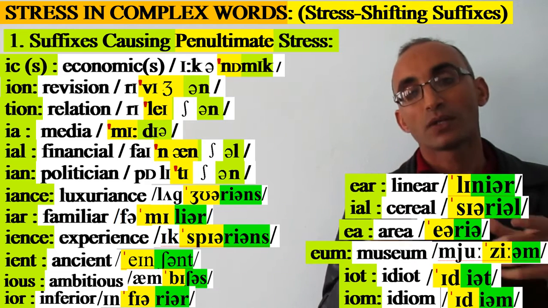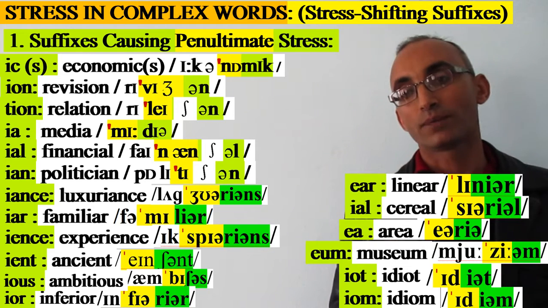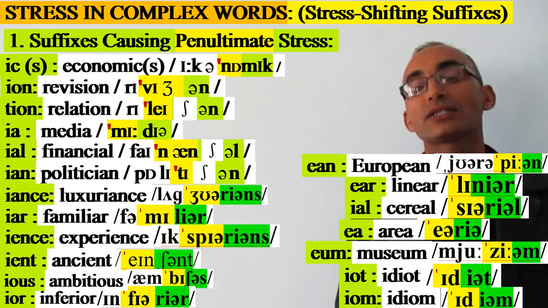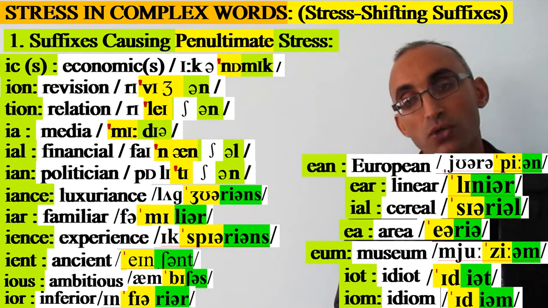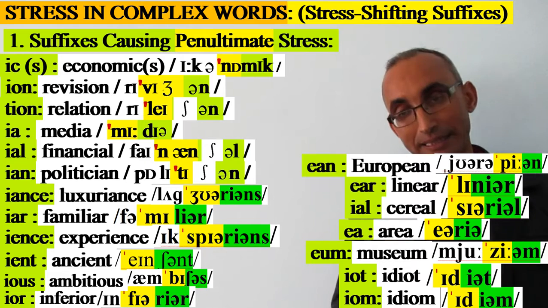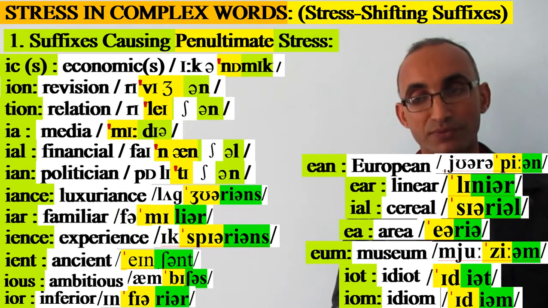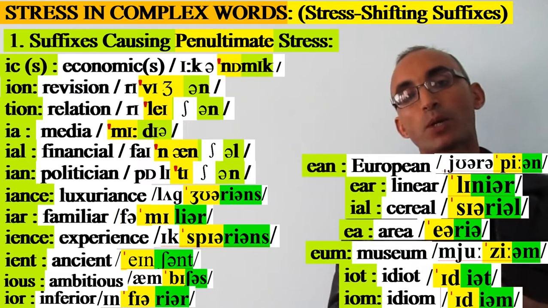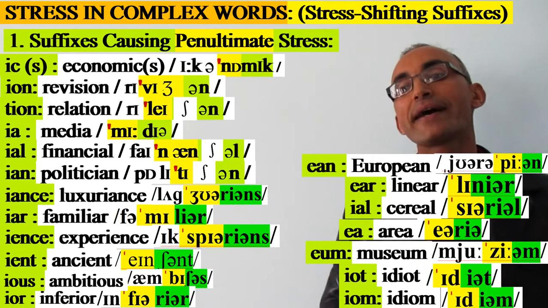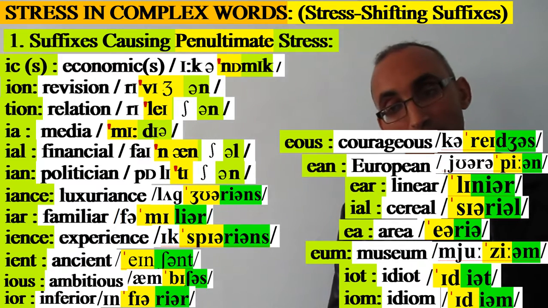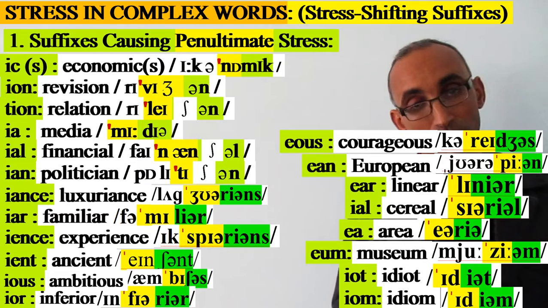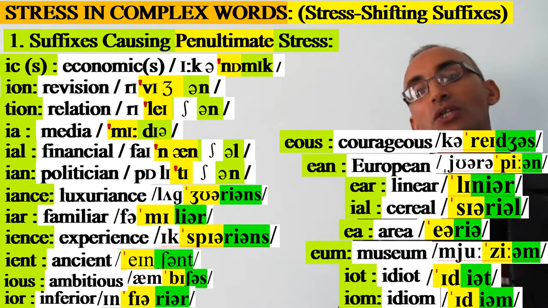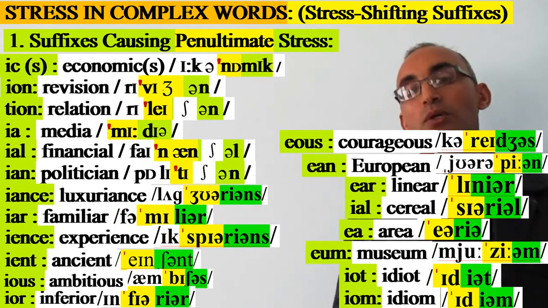Also I have ia, like linear, so ia is the suffix, and I stress li as it is the penultimate syllable. Also Ian, like in European, right, I stress p before n, before Ian, because it is the penultimate syllable before the suffix. Also I have us, like courageous, I stress ray before the suffix, the penultimate syllable.